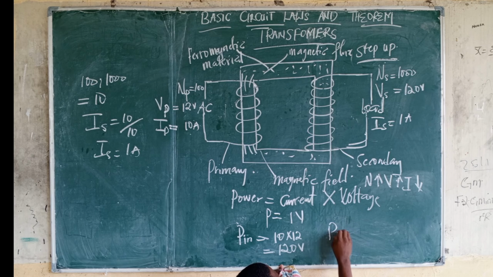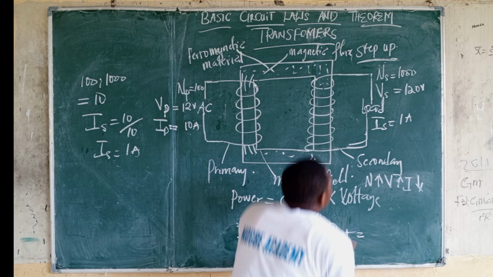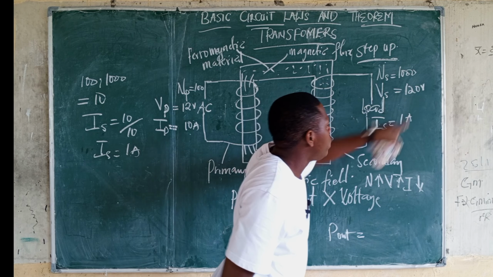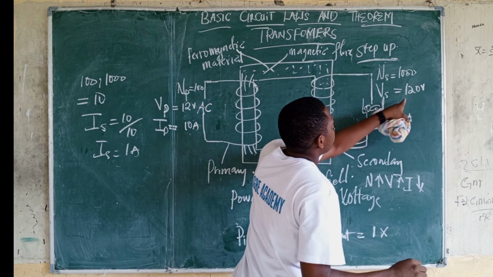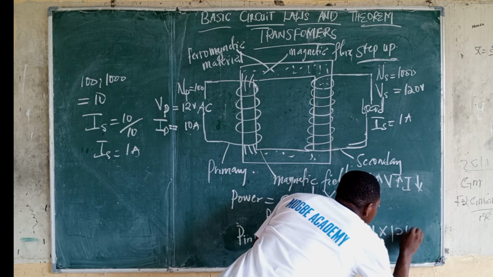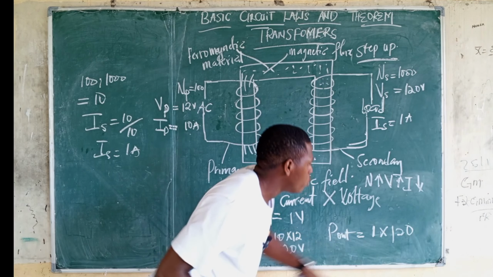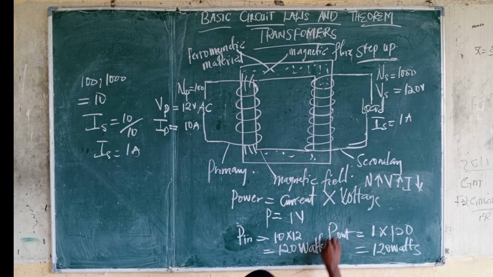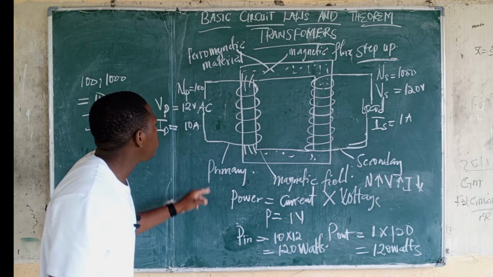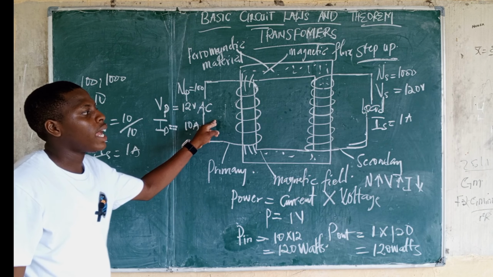Now let's calculate the power output. We know that power output is equal to current times voltage. Our current is 1, and our voltage is 120. So your power output is simply 120 watts. So you succeeded in calculating your power input and your power output.